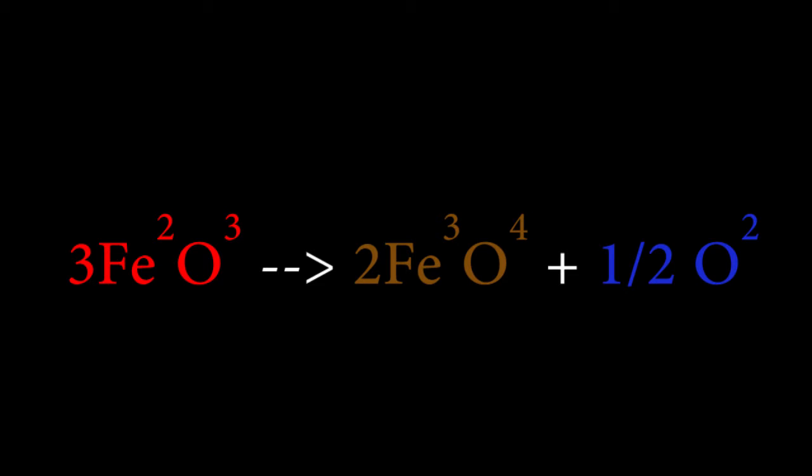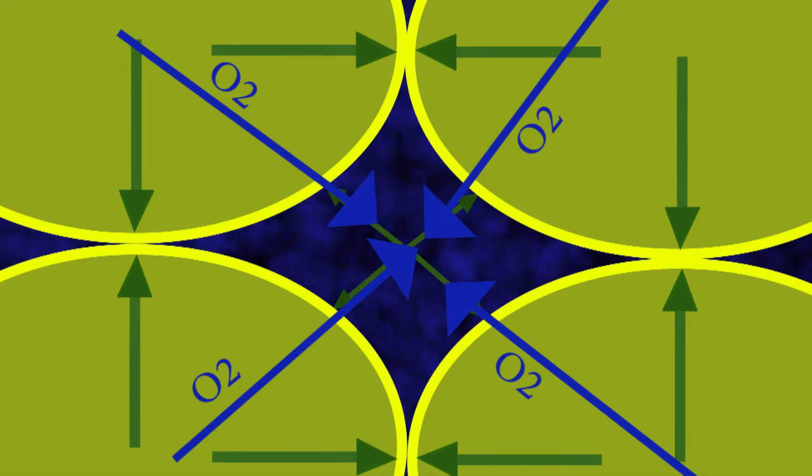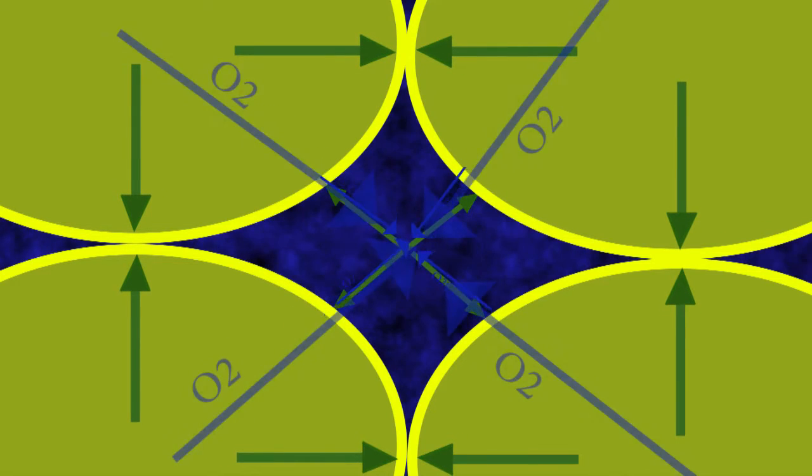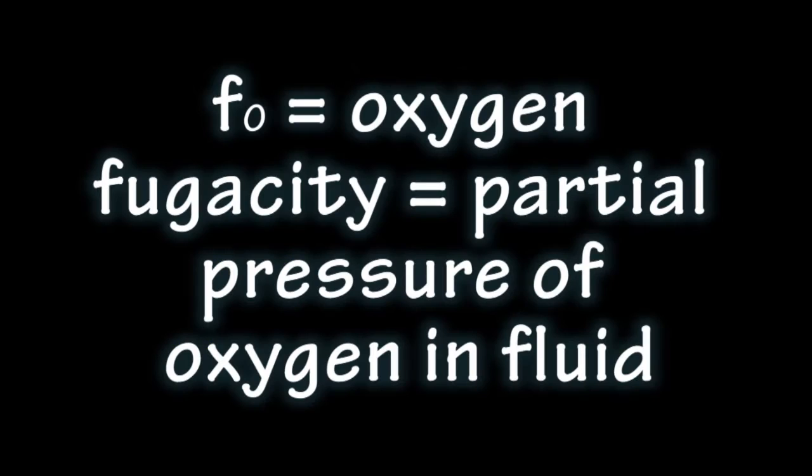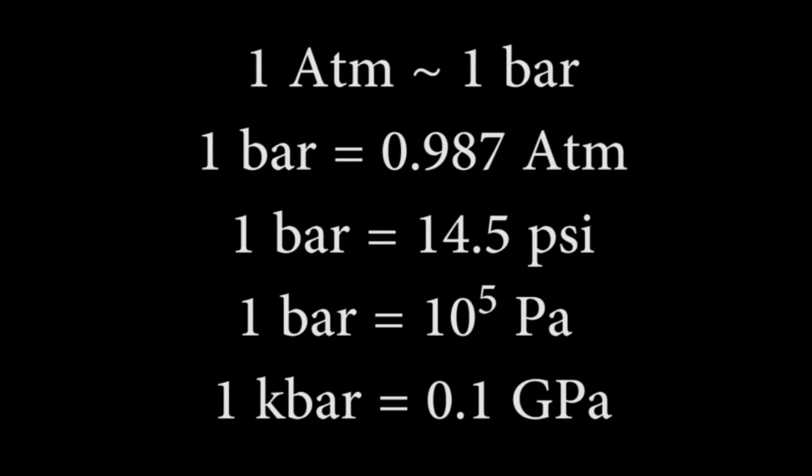The oxygen expelled in the reaction goes into the fluid phase, and we can speak of the portion of the fluid pressure that this oxygen exerts as being a fraction of the total fluid pressure, and this thermodynamic effective pressure has been given the term fugacity, which is another way of measuring pressure, partial pressure in this case, and so is reported in the same units we've been using, such as pounds per square inch, atmospheres, and bars.